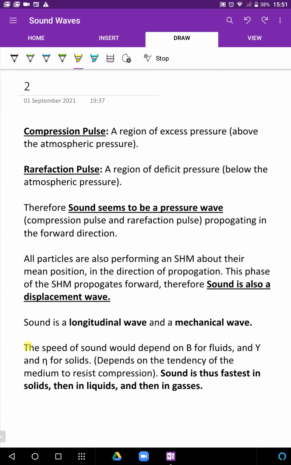The speed of sound. Okay, so sound is a mechanical wave. Based on all of this, I can also comment that the speed of sound would depend on the bulk modulus for fluids. And the Young's modulus, and this is eta, the coefficient of rigidity, the torsional constant. So for solids, it will depend on Young's modulus and the coefficient of rigidity. We'll derive a couple of these formulas a little later, maybe today itself.